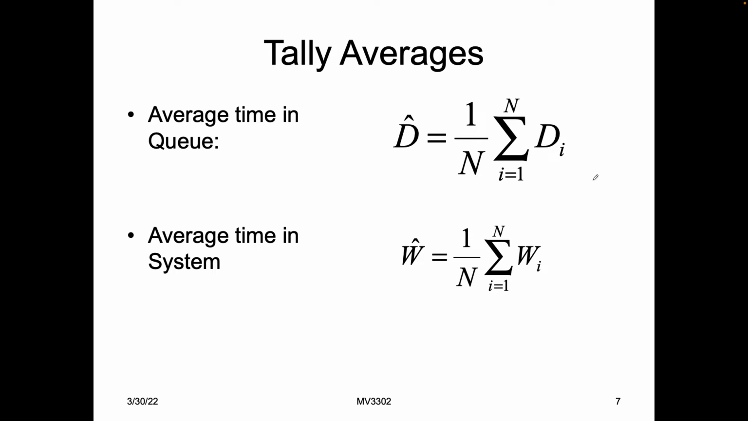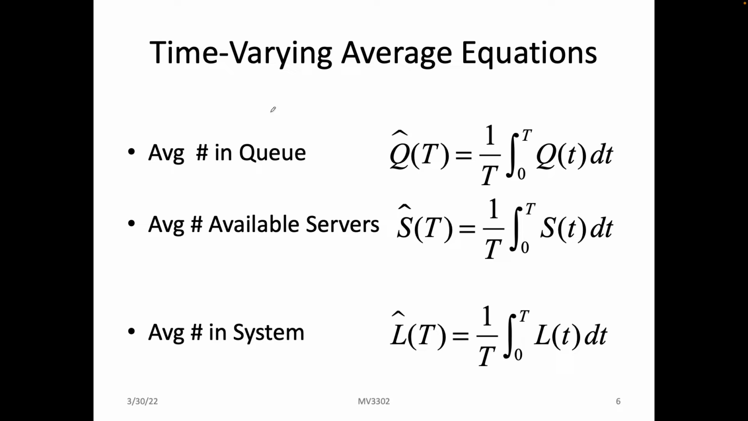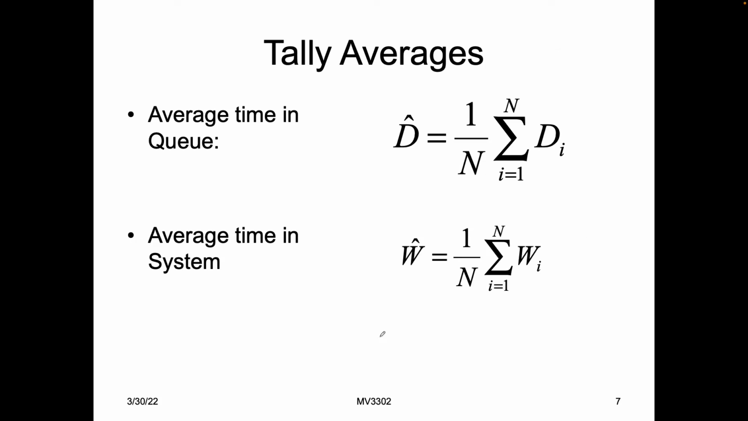Now, in this model, there are two tally averages that we would be interested in. Those are the average time in the queue for each customer, and the average time in the system for each customer. Those are related ones. This would be the average number in the queue, and this would be the average number in the system, but this is the average time in the system.